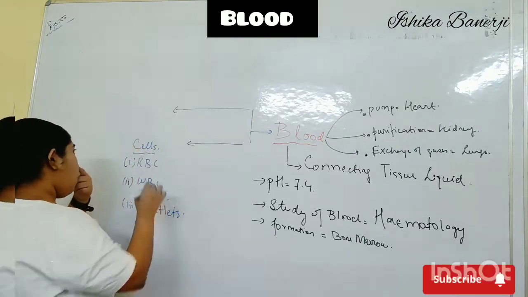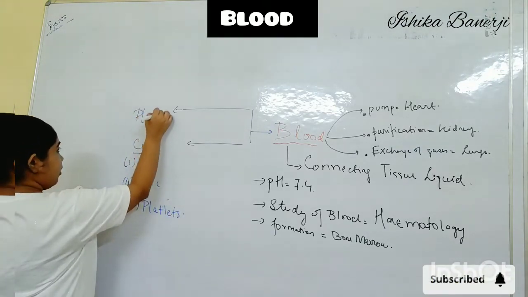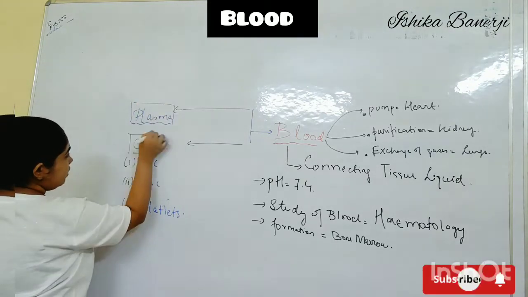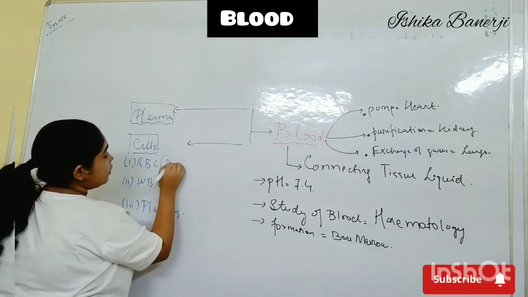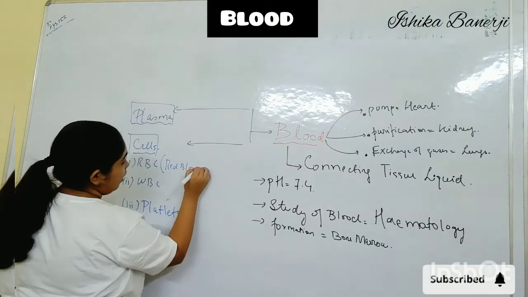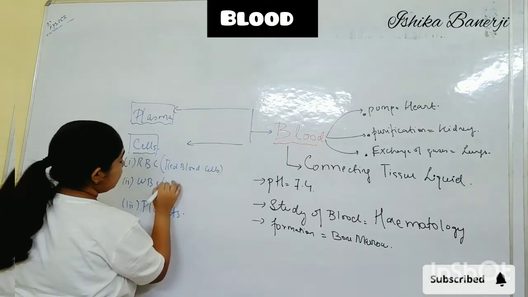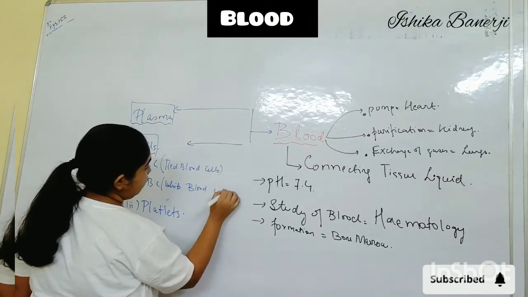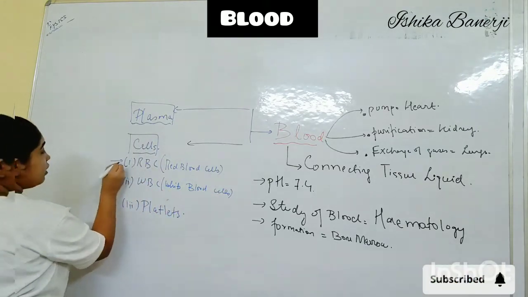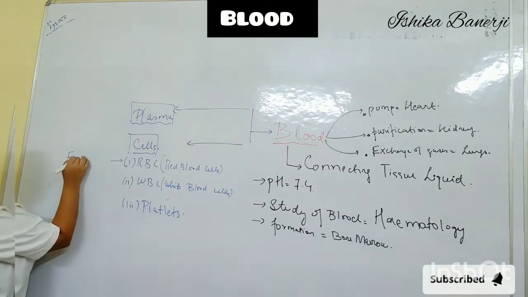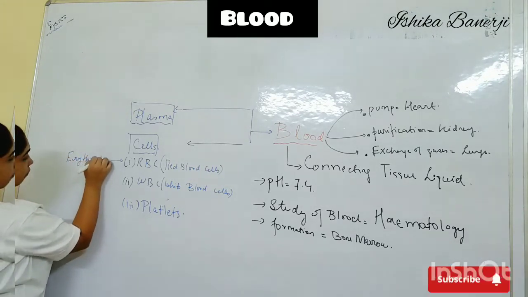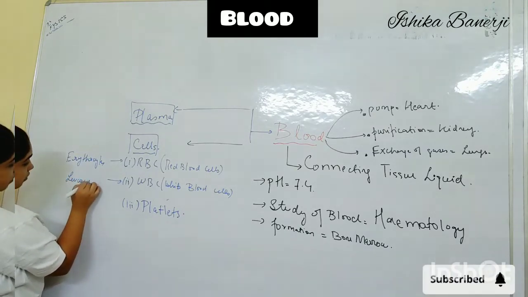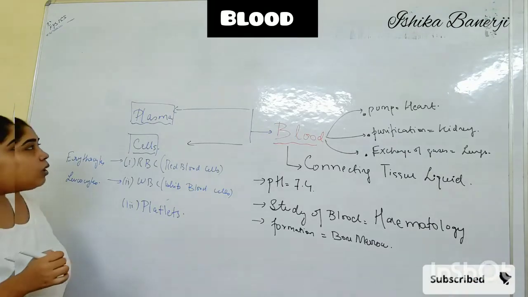Another thing we will talk about is the plasma. So one is your plasma, another is the cells. RBC full form is red blood cells. WBC is white blood cells. RBC is also known as erythrocytes, and WBC is known as leukocytes. Clear? And we have got the platelets.